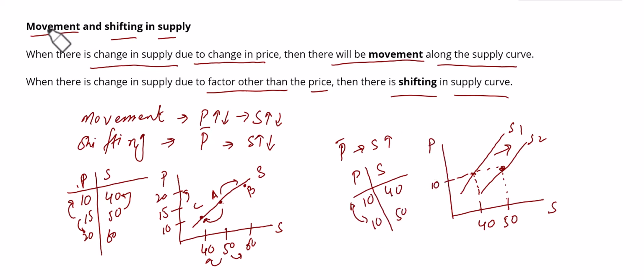So this is the major difference between movement and shifting in the supply curve. Movement is because of a change in price level. In case of movement, price and supply both are changing, but in case of shifting, the change in supply occurs due to a factor other than the price. There is no change in price level, but supply may be increasing or decreasing. So when there is no change in price and supply is increasing or decreasing, that is called shifting of the supply curve.